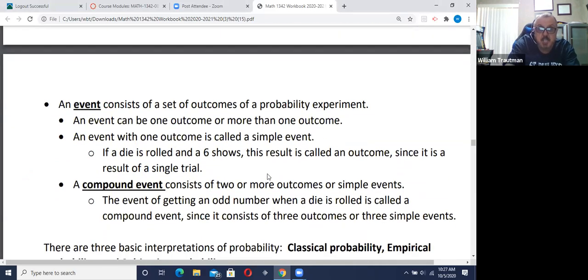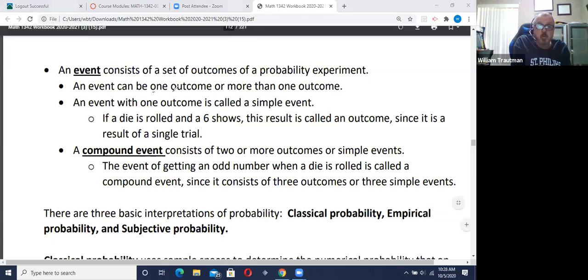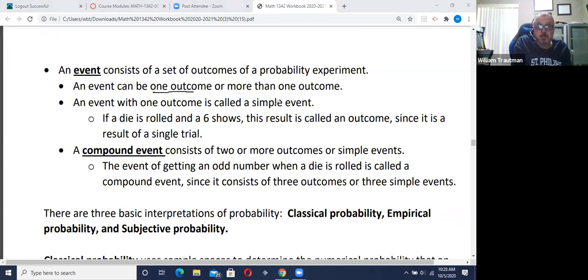An event consists of a set of outcomes of a probability experiment. An event is one or more outcomes. If you just have one outcome, it's called a simple event. I think that's actually a homework question. An event with one outcome is called a simple event. So just mark that if you have your workbook.